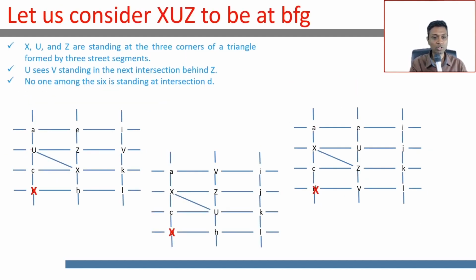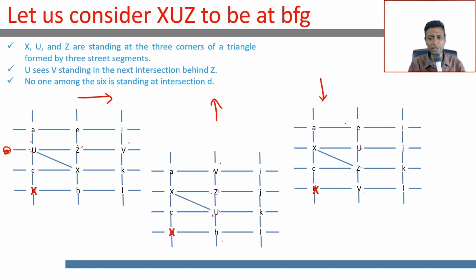So we could have UZV like this, UZV like this, and UZV like this. We cannot have UZ the other way around. There's no room for V this side. And so left to right, bottom to top, top to bottom. Right? So 3 possibilities here using the triangle BFG as XU said.